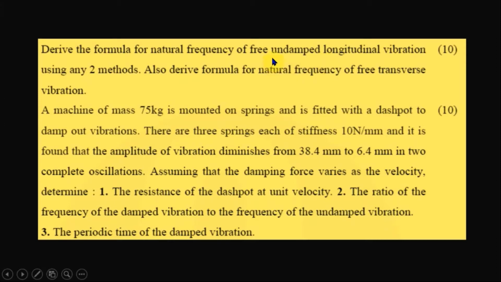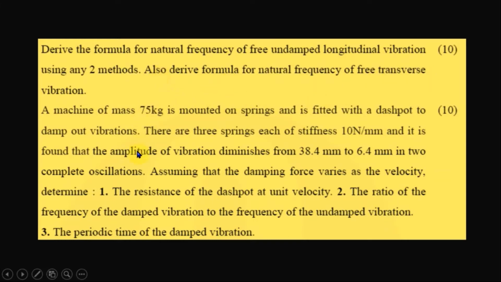So in the case of free undamped longitudinal vibrations, Fn is equal to omega n by 2 pi, that is 1 by 2 pi into square root of k by m. And in the case of the natural frequency of free undamped transverse vibrations, Fn is equal to 1 by 2 pi into square root of g by delta.